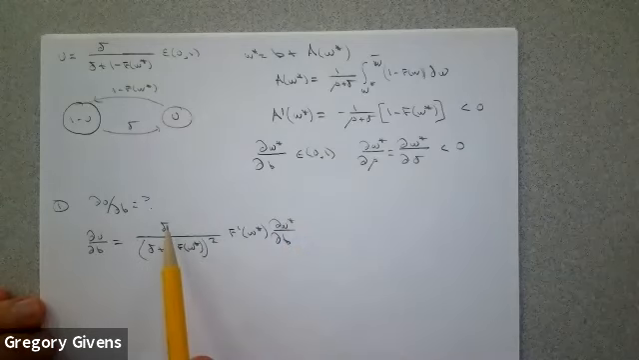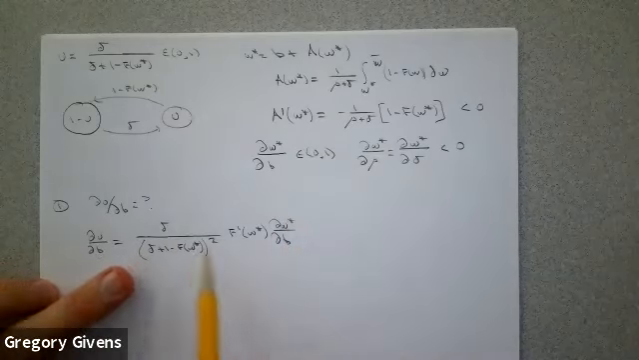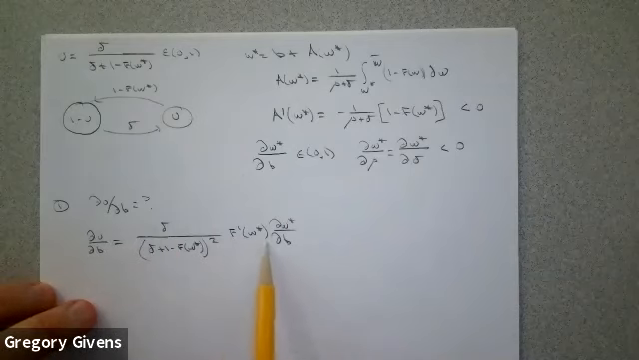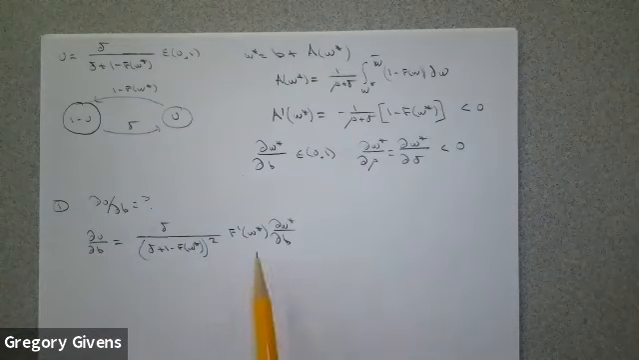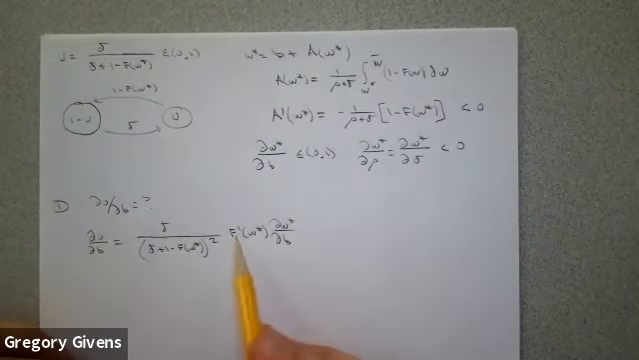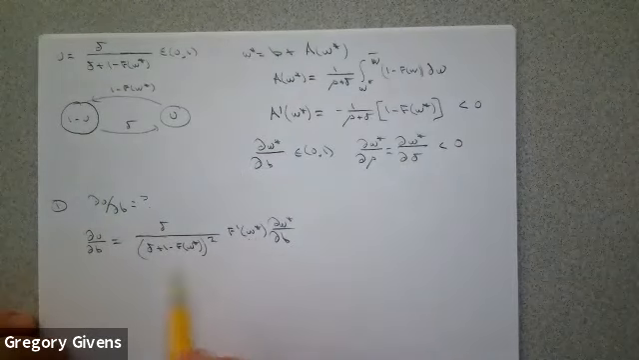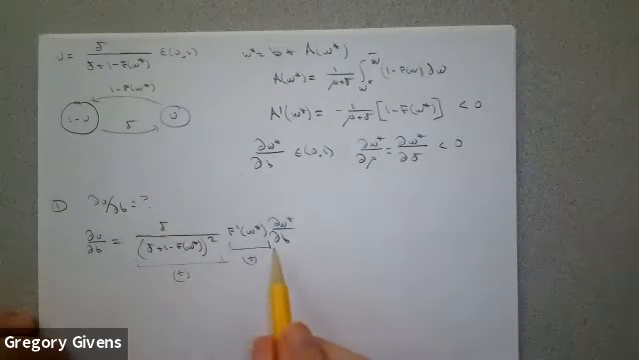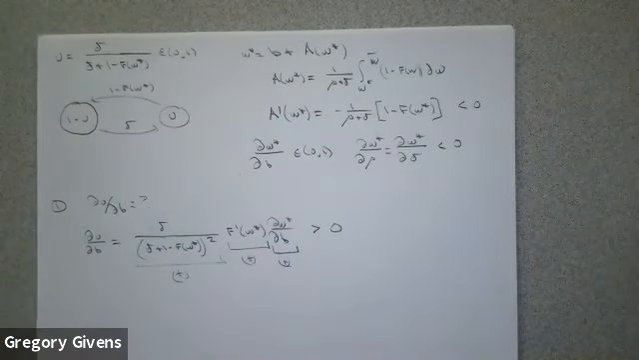This is a positive over a squared term, so that's a positive, times F prime of W star, that's a positive. Raising the reservation wage will increase the cumulative distribution function, because F is the probability that a wage is less than W star, so that's positive. And dW star dB is also positive. And so you can see here that increasing the unemployment benefit raises the economy's unemployment rate.